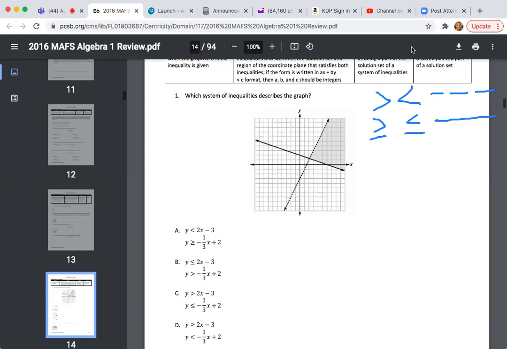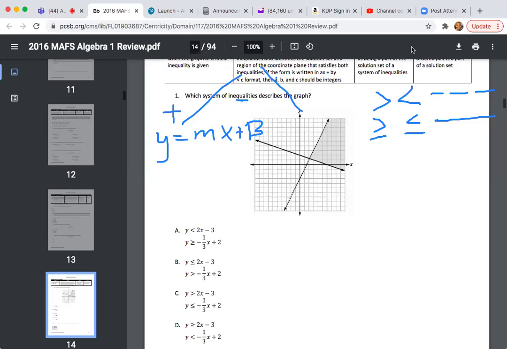When you're graphing, if your equation is in the form of y equals mx plus b, like so, and you have a positive slope, a positive slope rises to the right. However, when you have a negative slope, going from left to right, it falls to the right.